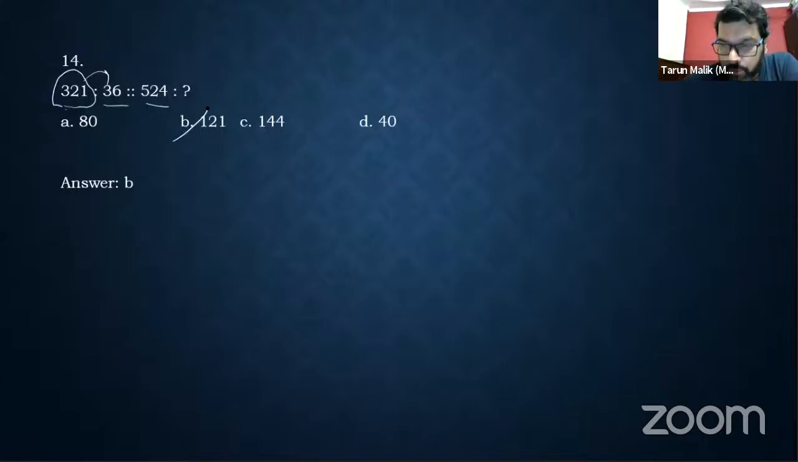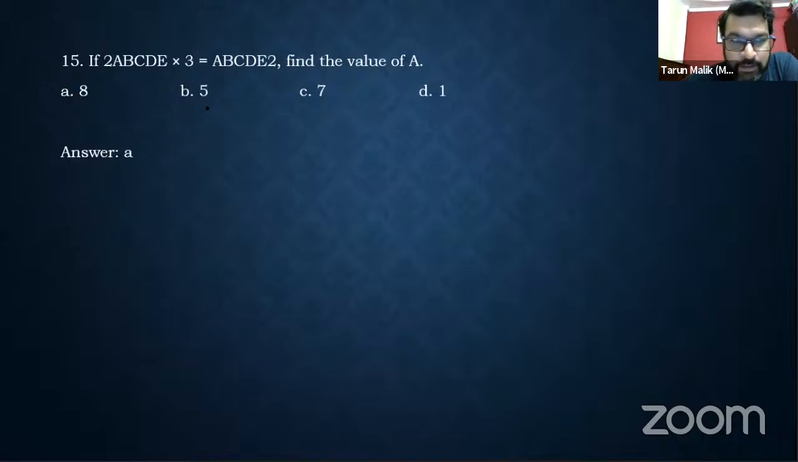Product of means is equal to product of extremes. ये कहाँ से आ गया? It was not a question of proportion. It was logic. This is called analogy. What is the relation between first and second? You just follow it in the third and fourth.